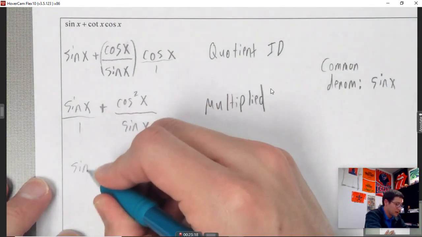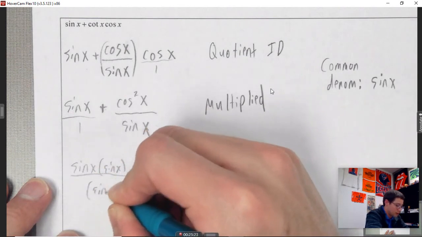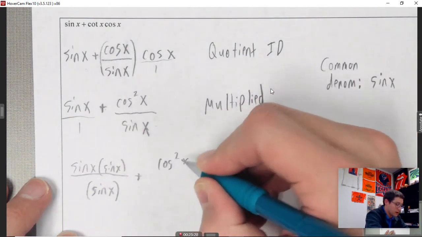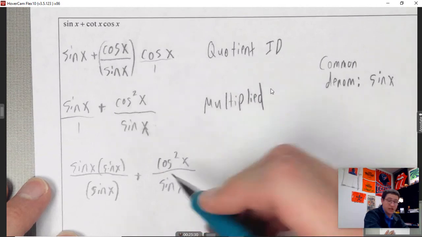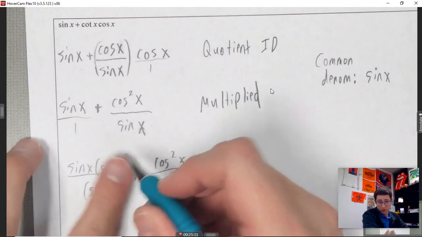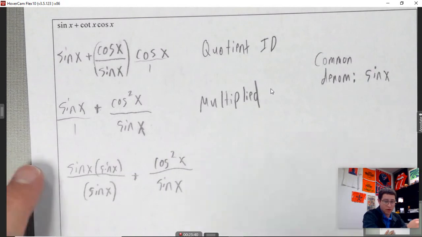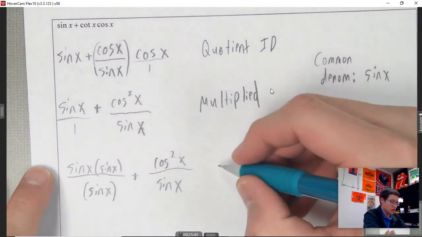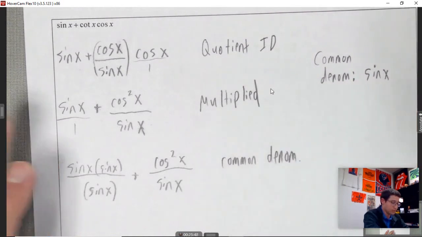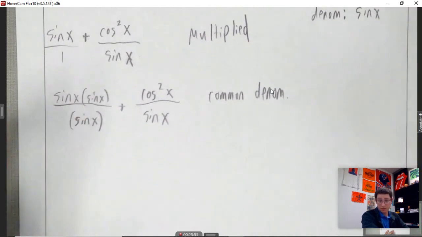We've got sine of x times sine of x, and then we put a sine of x on the bottom as well. And then we've got cosine of x over sine of x. Nothing changes on this right fraction. If we were to cancel those, we would just be left with what we had. So we're introducing it on the top and the bottom. What we did here is we just found a common denominator.